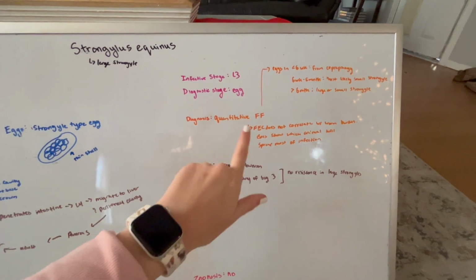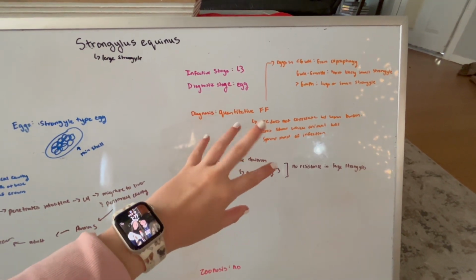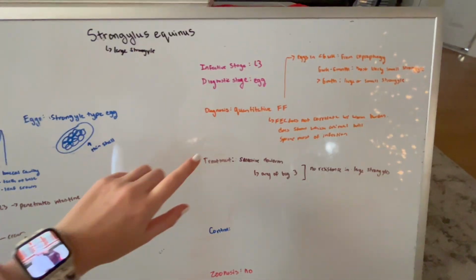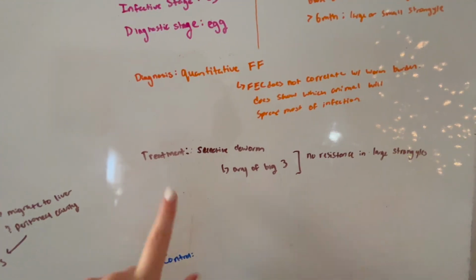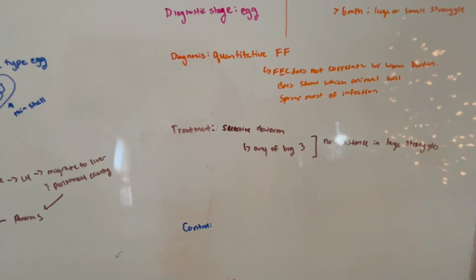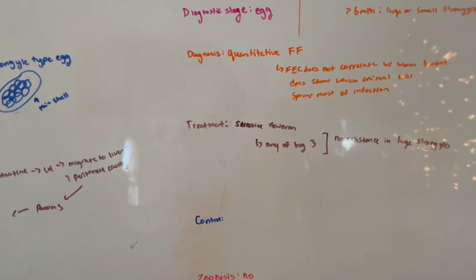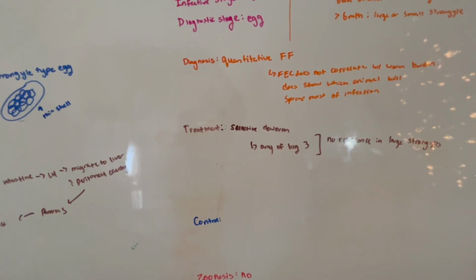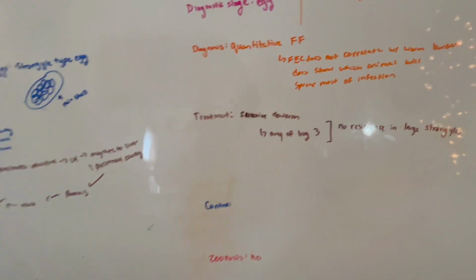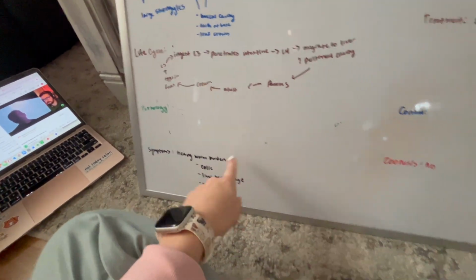Again, fecal float, but the FEC doesn't really count. It'll only be a large strongyle if it is greater than 6 months. So this one, different from vulgaris, you only do selective deworming because you can also have small strongyles, and small strongyles have developed resistance. So you only want to actually deworm against equinus if they have a heavy worm burden that's causing symptoms.